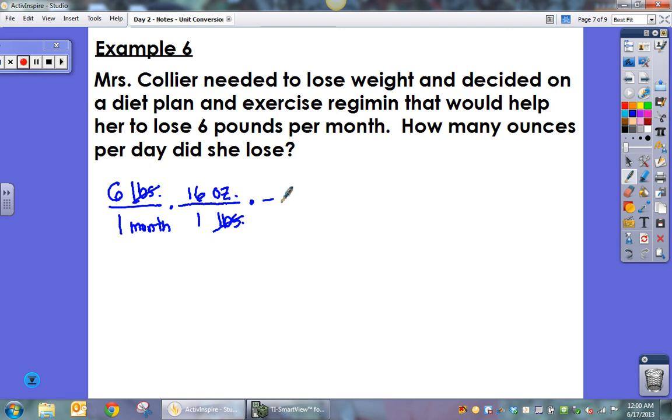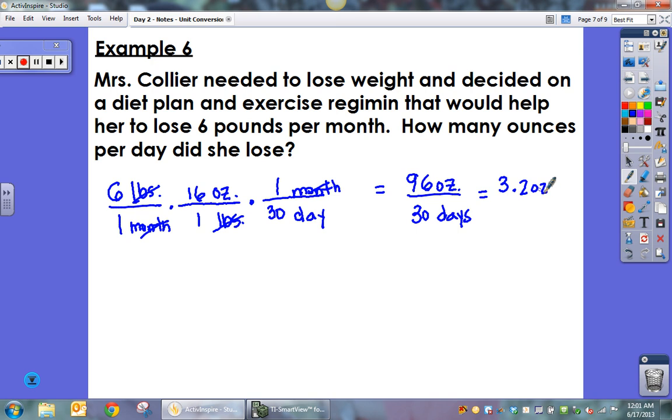And then I'm going to go from months to days. Now again, here you could put 28, 29 if you're talking about February, leap year, not leap year, or you can do 30 or 31. I would say on average it's 30, so I'm going to go ahead and put 30 days in a month. So now I'm left with ounces per day. Multiplying the numerators together, I get 96 ounces over 30 days. Simplify that, that becomes 3.2 ounces per day. So if I'm going to lose 6 pounds per month, that's the same or equivalent to losing 3.2 ounces per day.